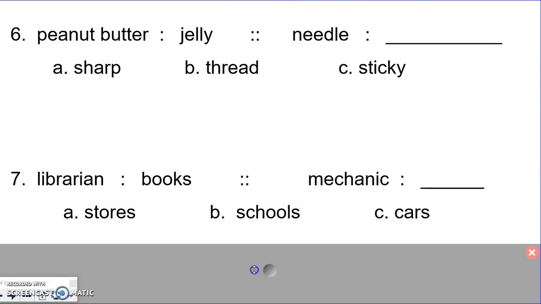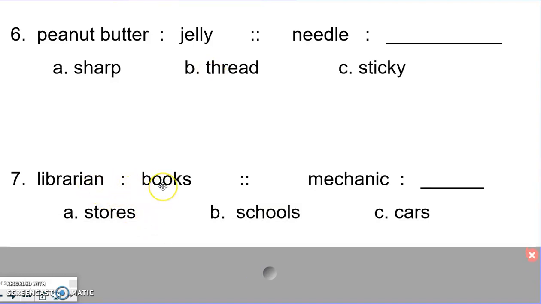All right, let's try one more. Librarian is to books. So think about how librarian and books relate. You can verbalize it, turn it into a sentence. A librarian works with books, as mechanic is to blank. So we can use that same sentence structure that we used at the beginning. Librarian works with books. Mechanic works with blank. So show me with your fingers what you're thinking. Show me a one for A, a two for B, or a three for C. All right, the answer here is three, which is C, or cars. A librarian works with books, and a mechanic works with cars. These verbal analogies were all about things that go together.